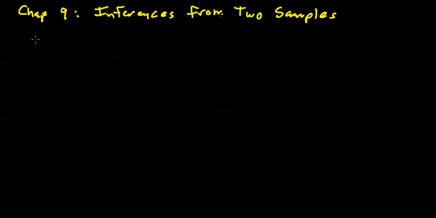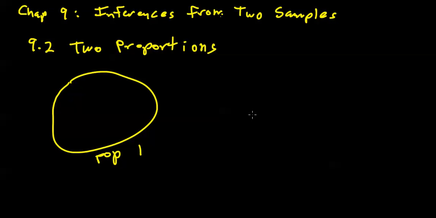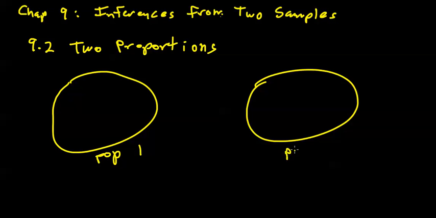Section 9.2 is entitled Two Proportions. And in this way we can take two populations instead of one. I'll call this population 1 and I'll call this population 2. And let's say we're investigating some characteristic in both of these populations.